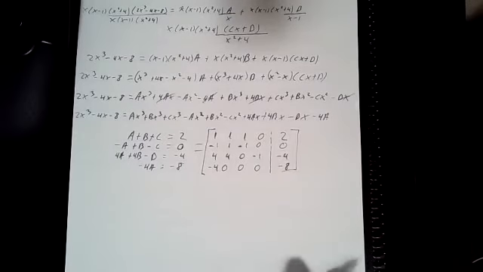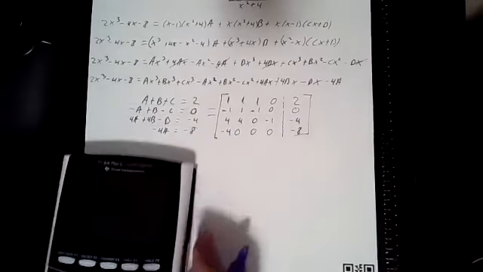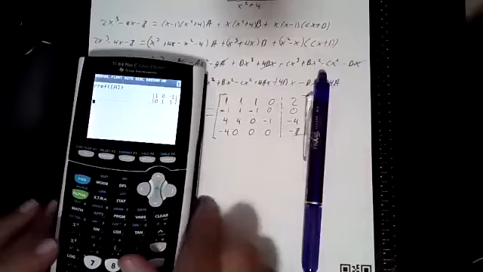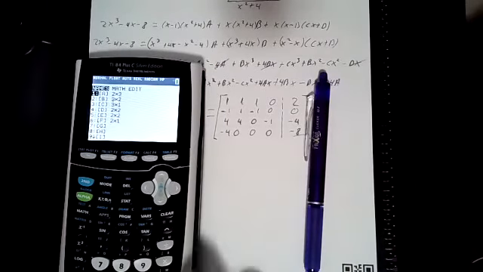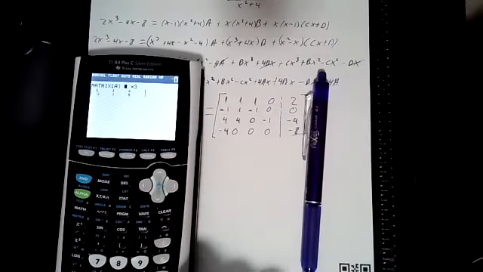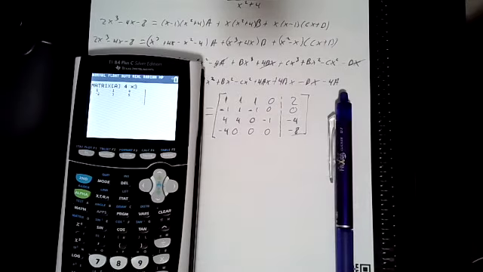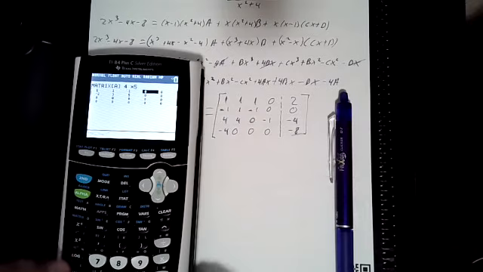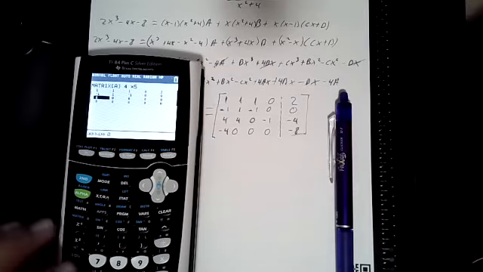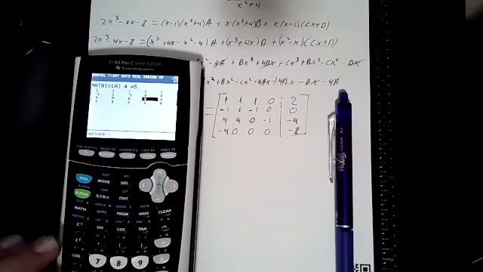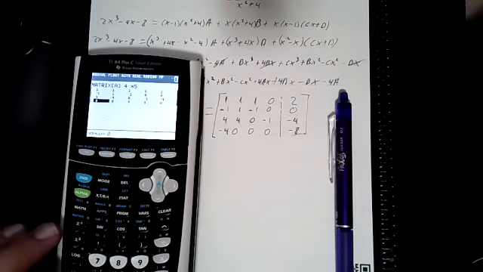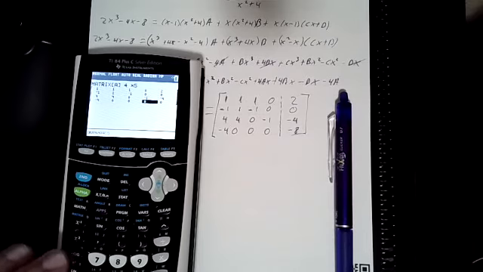All right. This one's a little algebra intensive, but the ideas are the same. So this is a 4 by 5. So 1, 1, 1, 0, 2. -1, 1, -1, 0, 0. 4, 4, 0, -1, -4, -4, 0, 0, 0, -8.